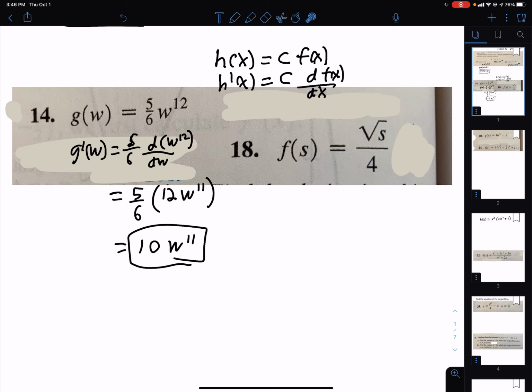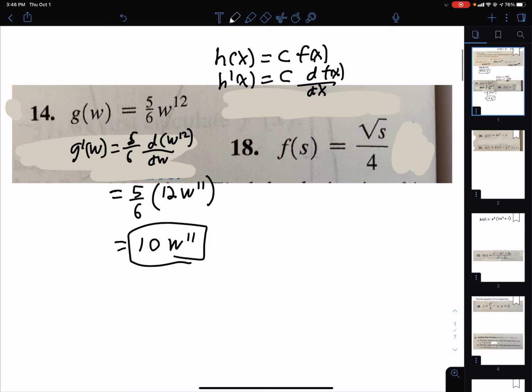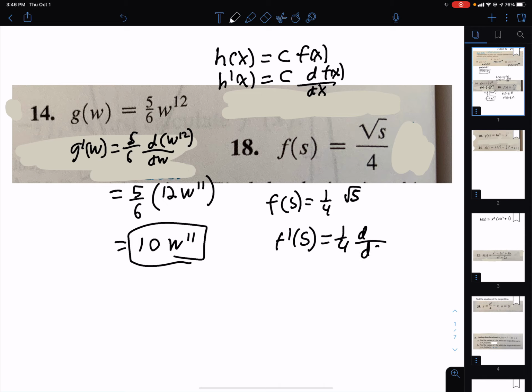So number 18, we have the same situation. We have a constant. And that constant is 1/4 being multiplied by our function, radical s. And s is our variable. So all we need to do is say the derivative with respect to s is the constant times the derivative of your function.